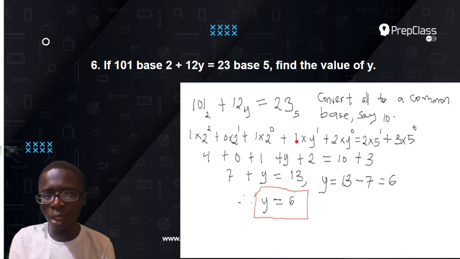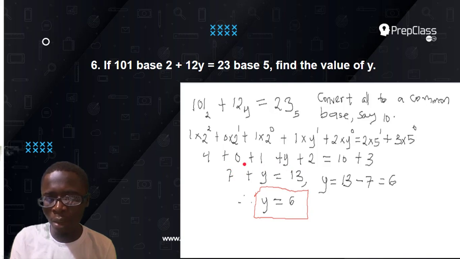Now for here, we have 1 times y raised to the power 1. So we're indirectly saying 1 times y, which is y. And here, we're saying 2 times y raised to the power 0, which is like saying 2 times 1, and this is 2. To the other side of the equation, we have 2 times 5, which is 10, plus 3 times exactly 1, which is 3. Now adding together, we have 4 plus 0 plus 1, which is 5, plus y, plus 2. So this gives us 7.